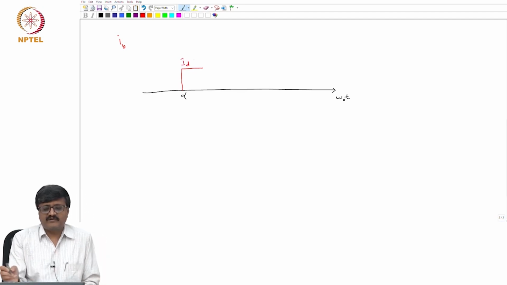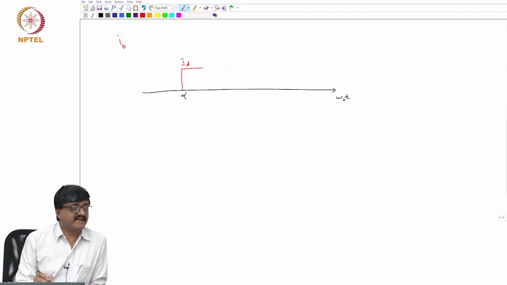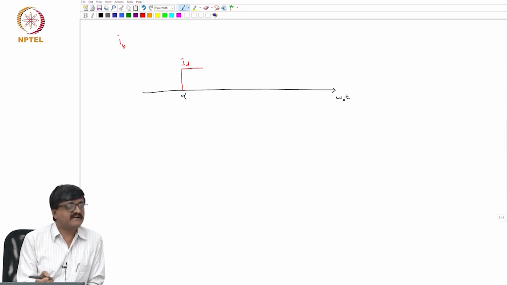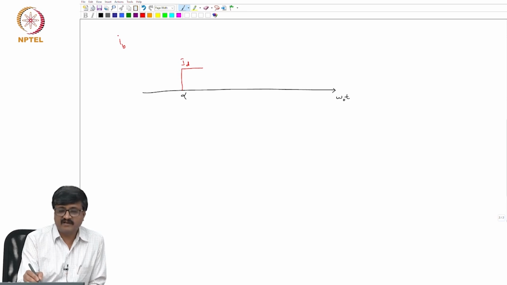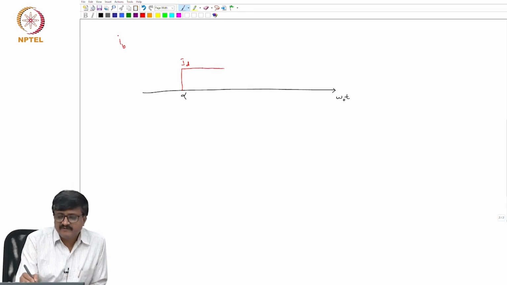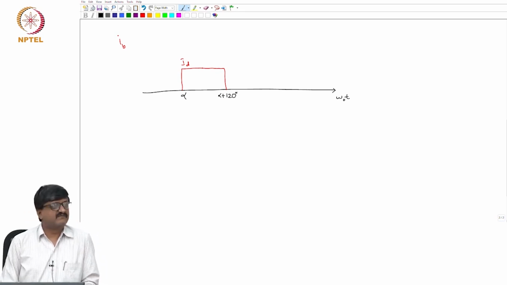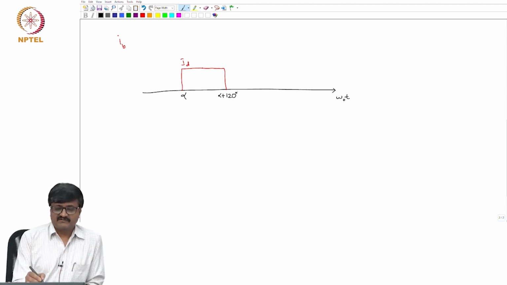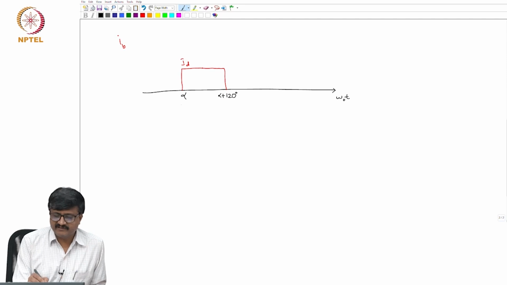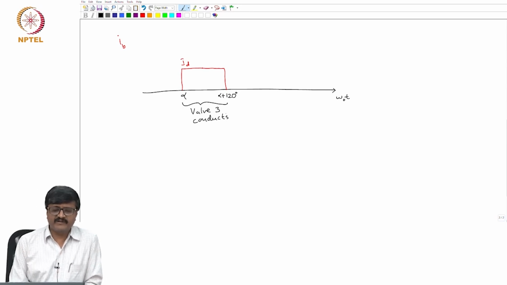So, for how long will this remain at ID? As long as 3 is conducting. So, up to what instant is 3 conducting? Alpha plus 120. So, suppose this is alpha plus 120. So, up to alpha plus 120 degrees, thyristor valve 3 is conducting. Okay. So, this is the duration for which valve 3 conducts. So, at alpha plus 120, what happens to IB?